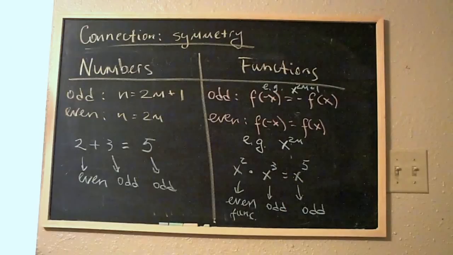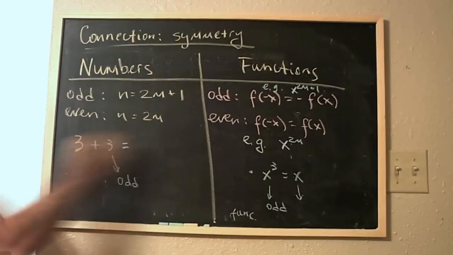With functions, x squared is an even function, and x cubed is an odd function, because flipping the sign of the input flips the sign of the answer. Putting them together gives x to the fifth, which is an odd function as well. So even and odd put together is odd, which gives you a hint as to why they are called these names.